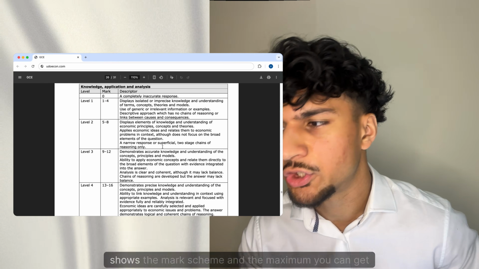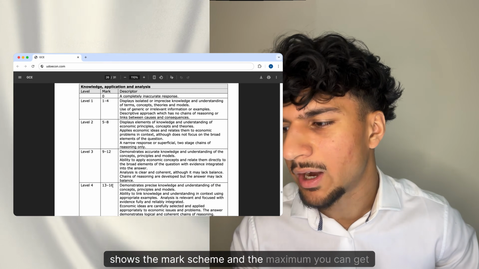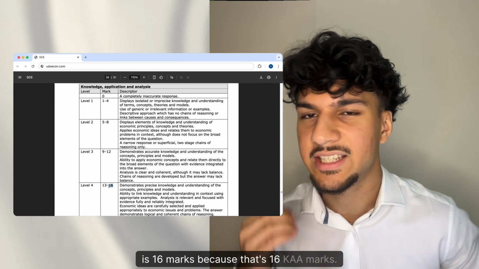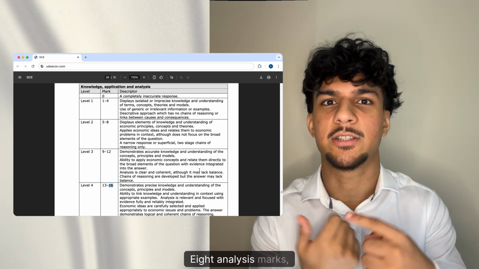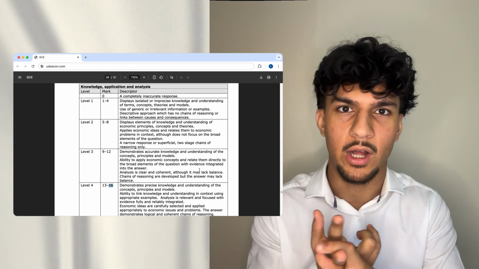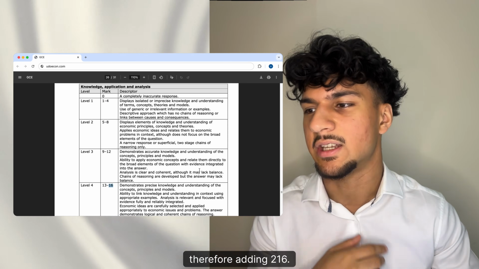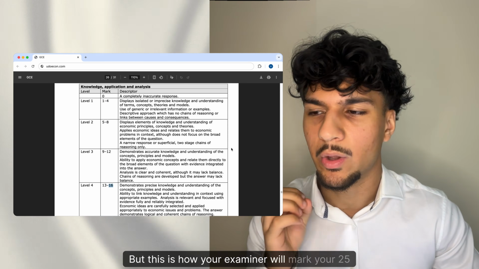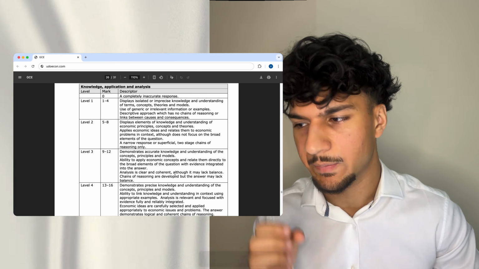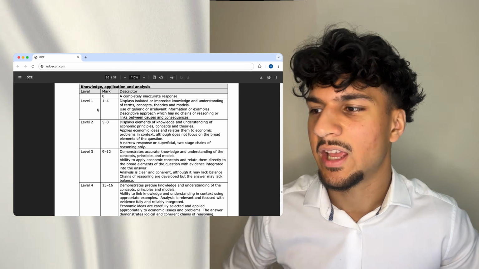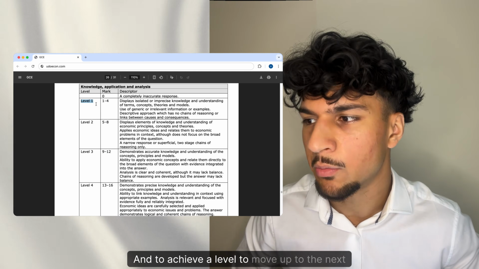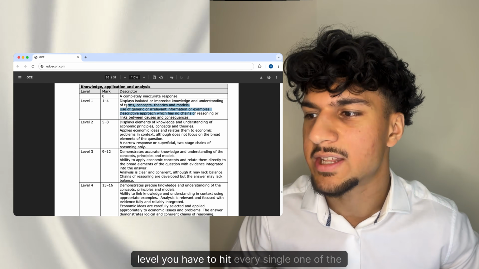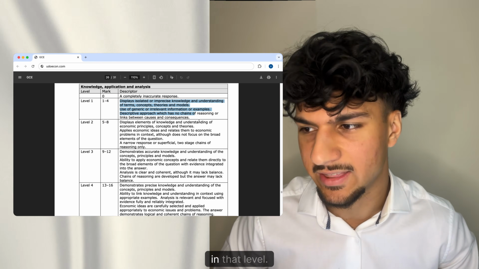This page here shows the mark scheme, and the maximum you can get is 16 marks, because there are 16 KAA marks. So like we said before, what is the breakdown? 8 analysis marks, 4 application, 4 K marks, therefore adding to 16. But this is how your examiner will mark your 25 mark question. And if you have a deeper look into it, it's marked in terms of levels. And to achieve a level, to move up to the next level, you have to hit every single one of the points in that level.